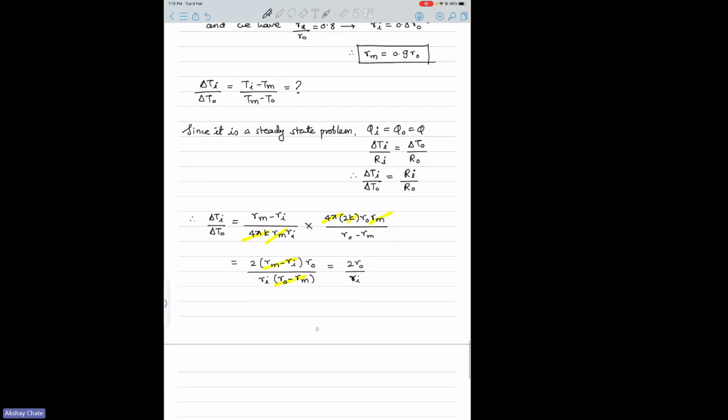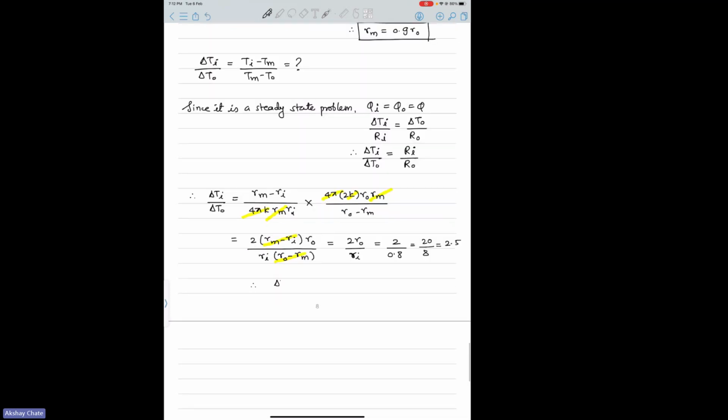And we know that Ro by Ri is nothing but 1 by 0.8. So basically it is 2 divided by 0.8, that is 20 by 8. If you do the calculation, it should be 2.5. And that is your answer. So what does it tell?